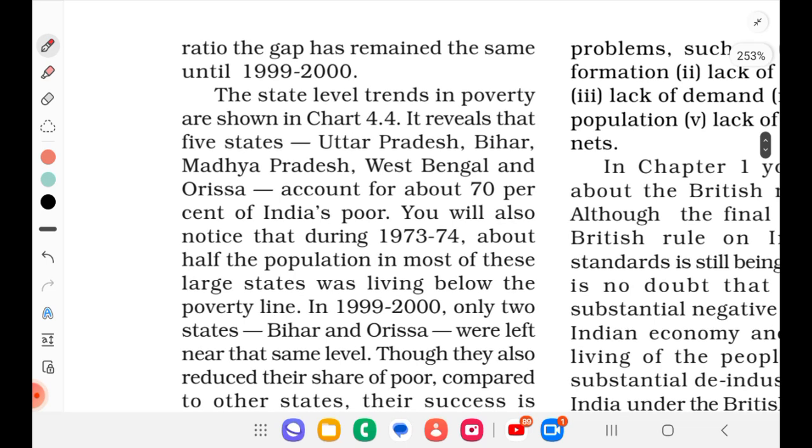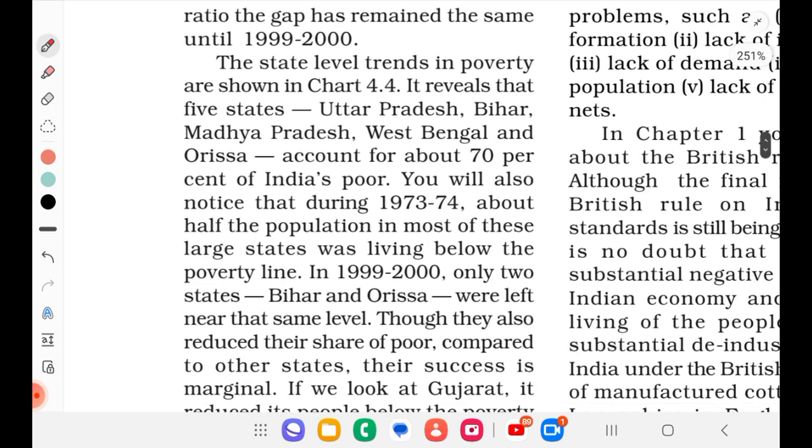The state level trends in poverty are shown in chart 4.4. It reveals that five states, Uttar Pradesh, Bihar, Madhya Pradesh, West Bengal and Odisha, account for 70% of India's poor. So it's UP, Bihar, Madhya Pradesh, West Bengal and Orissa.